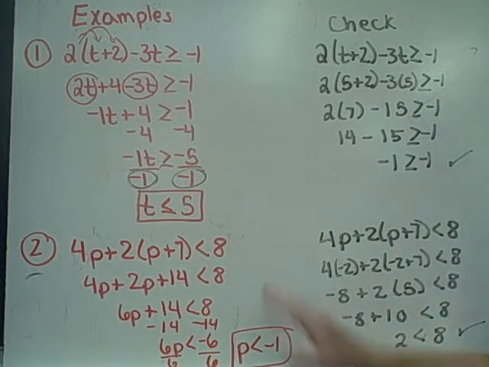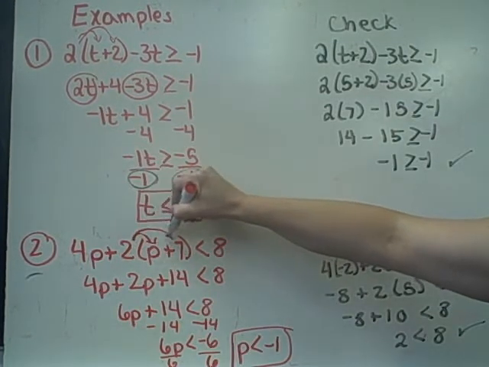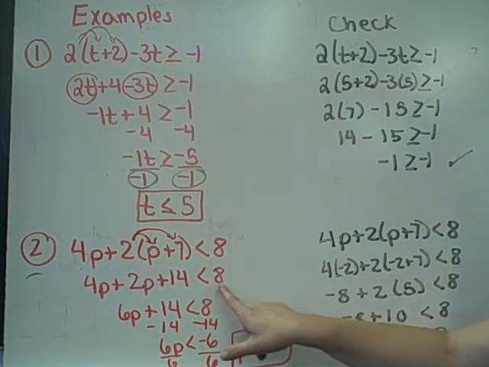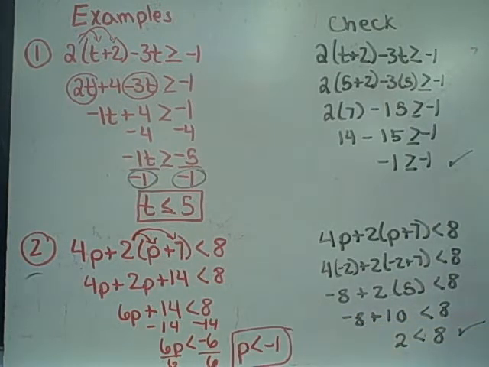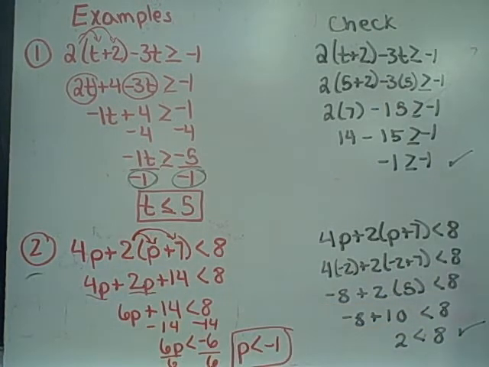Number 2. Again, we have to do the distributive property first. So 4p plus 2p plus 14 would be less than 8. Combine your like terms. We have 4p and 2p, which gives us 6p. Subtract 14 from both sides. Now, keep in mind when we divide here, we're dividing by 6. We are not dividing by a negative number. So therefore, our sign is not going to flip. So p would be less than negative 1.